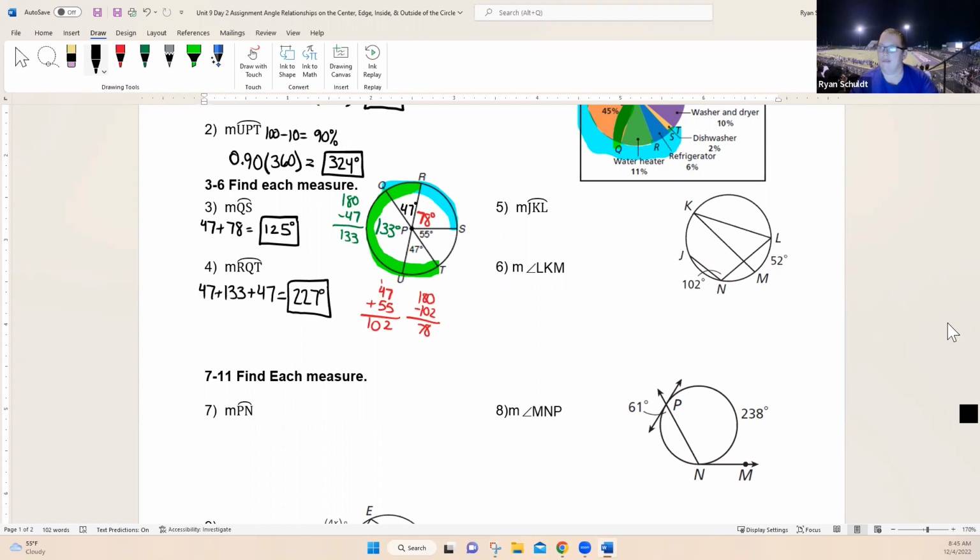Okay. Numbers 5 and 6 deal with this circle over on the right. So first they ask us about the measure of arc JKL. Now what do we know? We know this angle is 102. So if we're going out, what does that mean? We have to multiply by 2. 102 times 2 gives us 204 degrees.